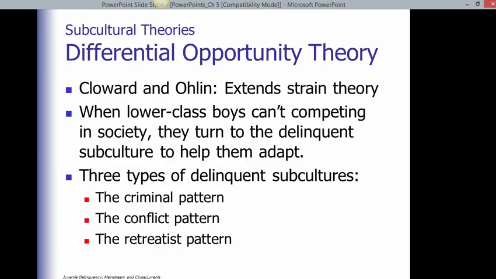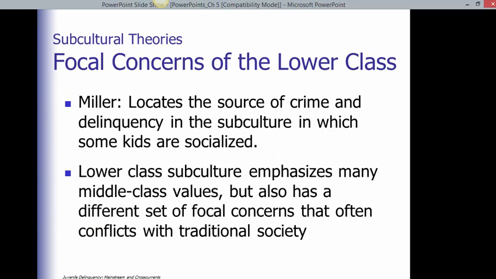Cloward and Ohlin, with differential opportunity theory, extend strain theory. When lower class boys can't compete in society, they turn to delinquent subcultures to help them adapt. Three types of delinquent subcultures are the criminal pattern, the conflict pattern, and the retreatist pattern.